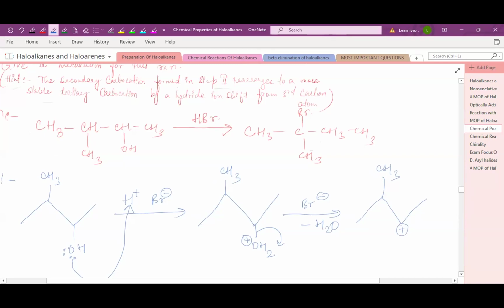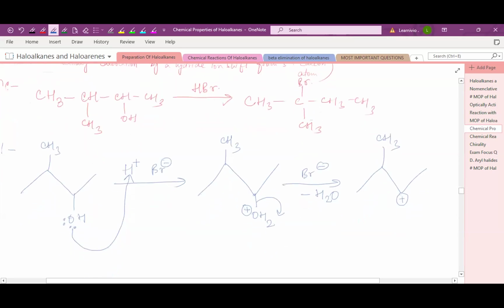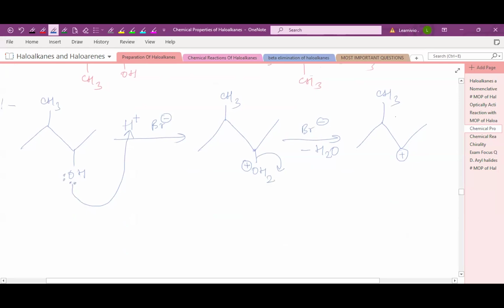The secondary carbocation formed in step 2 rearranges to a more stable tertiary carbocation by a hydride shift. Now see, this carbon has 1, 2, and 1, 3 bonds, and this carbon will have one hydrogen also. Okay, now see what happens.